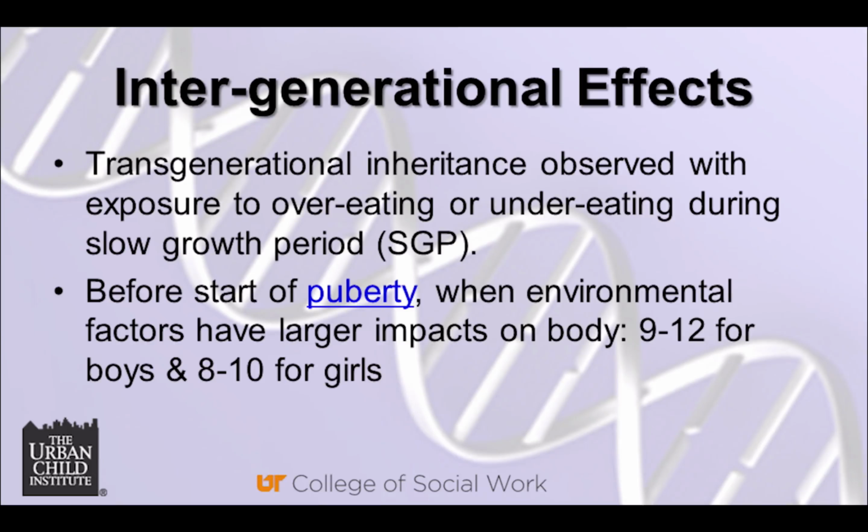So it's basically based upon the fact that there are certain periods in your life when methylation and chromatin remodeling are happening, and they affect your germ cells, sperm and egg cells. And this period is often called the slow growth period. It's before the start of puberty, and it's extremely important to how an individual develops.